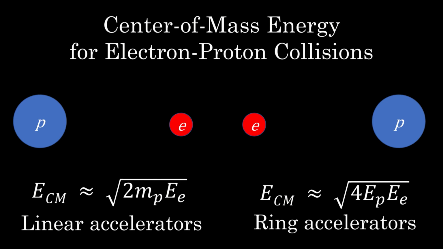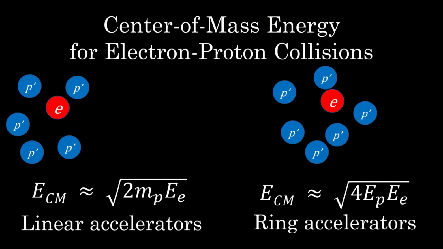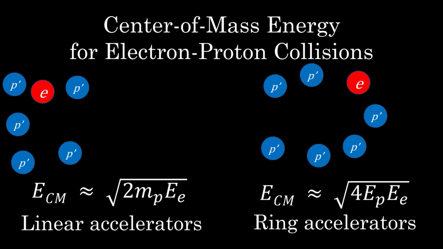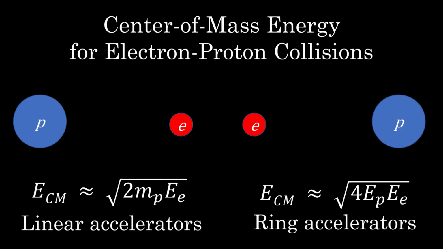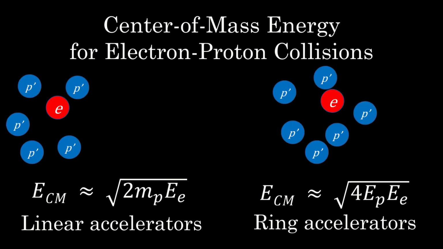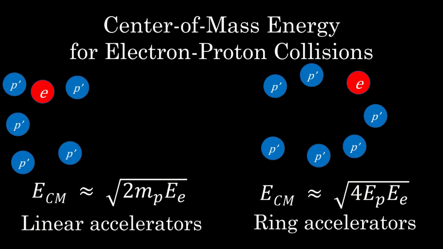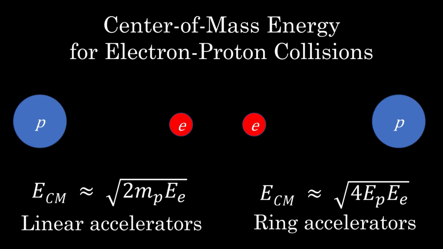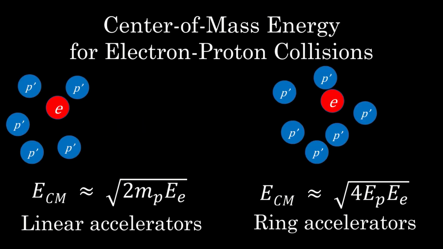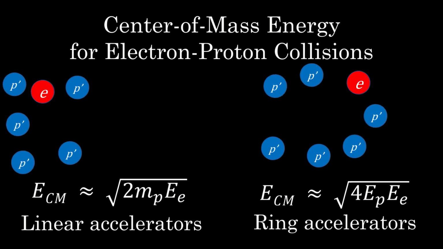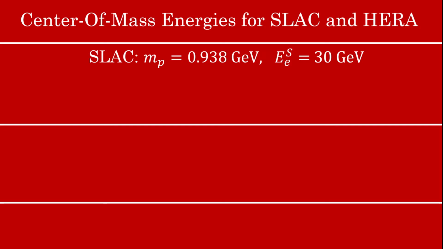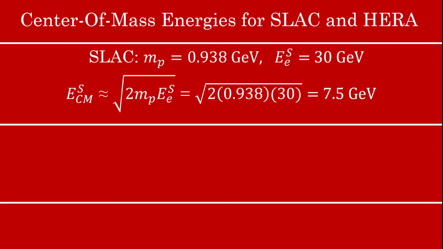Accelerator collisions are rated by their center of mass energies. The center of mass energy for an electron-proton collision in a linear accelerator is approximately the square root of 2 times the mass of the proton in energy units times the energy of the electron, while the center of mass energy for a ring accelerator is approximately the square root of 4 times the energy of the proton times the energy of the electron. The maximum SLAC electron energy was 30 GeV, making its center of mass collision energy about 7.5 GeV.